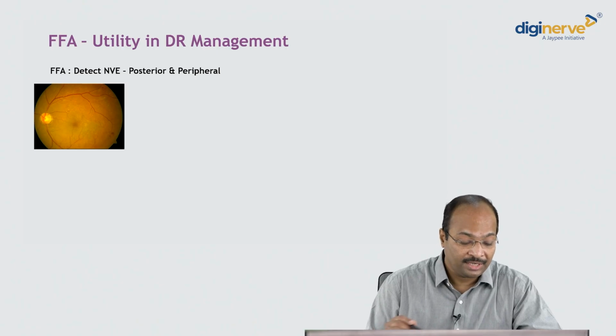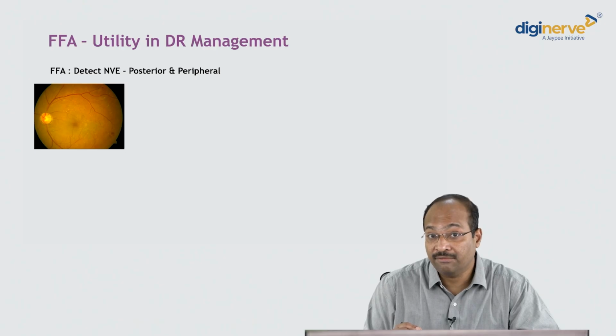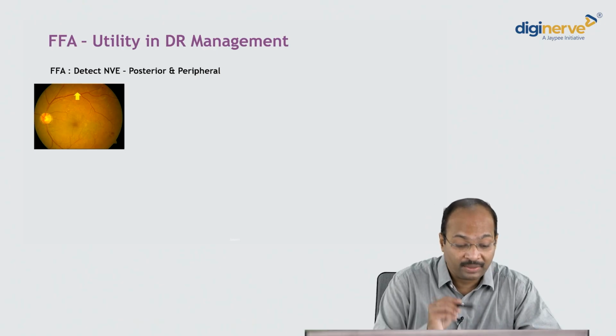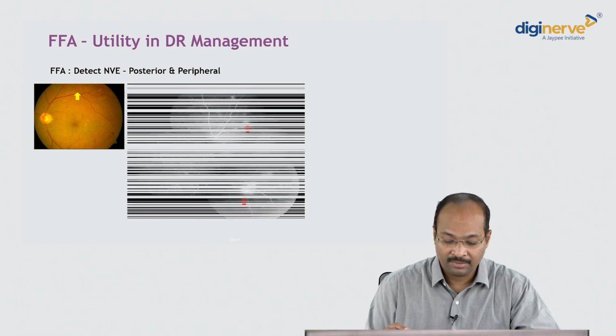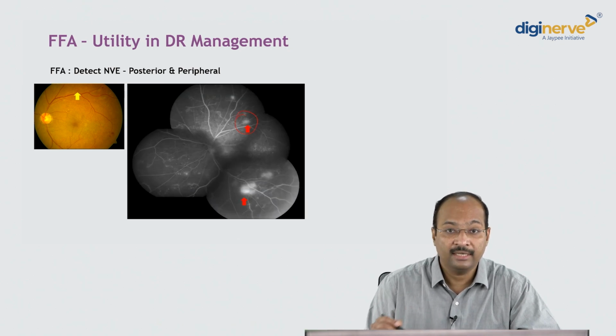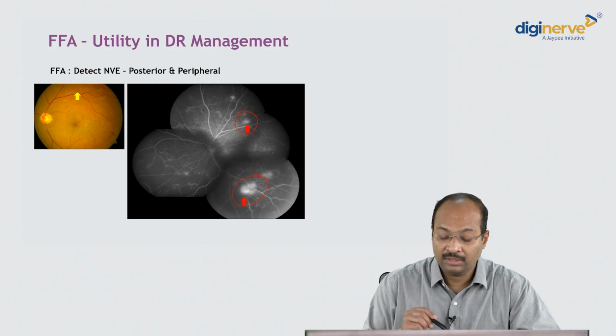So as you can see here on the fundus photo, the neovascularization is not very obvious. You have to look carefully to pick it out there. But on the fundus fluorescein angiogram, it's seen very clearly here, and you can also pick out neovascularization far out in the periphery.